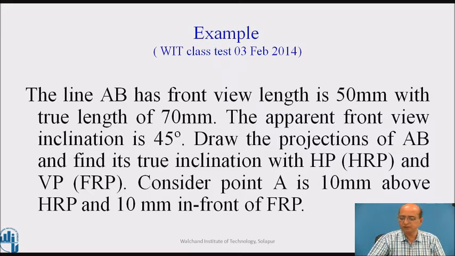The apparent front view inclination is 45 degrees. Front view inclination means alpha, so alpha is given as 45 degrees. We have to complete the projections and find the true inclinations with HRP and FRP.